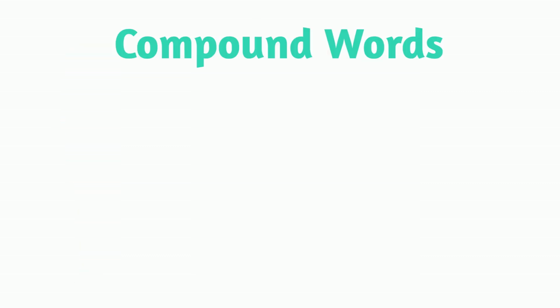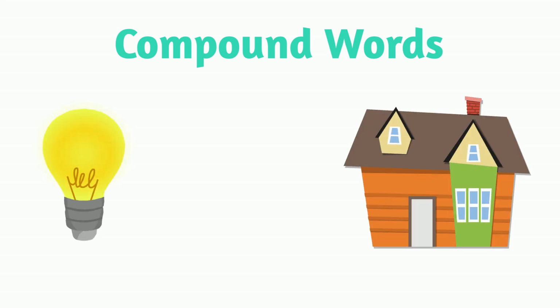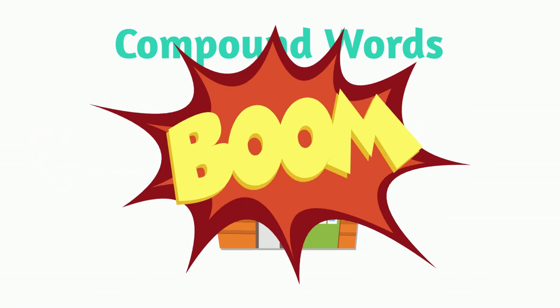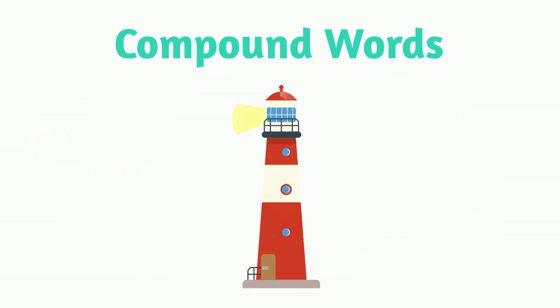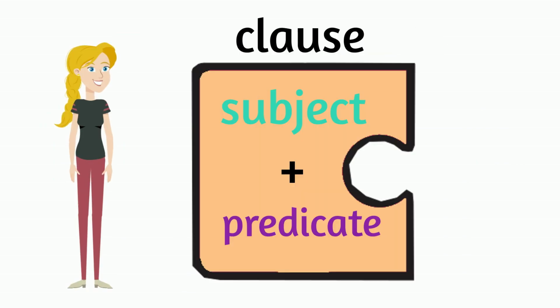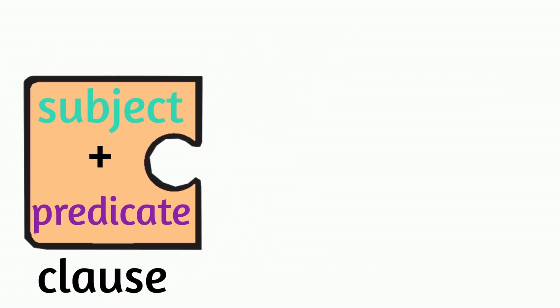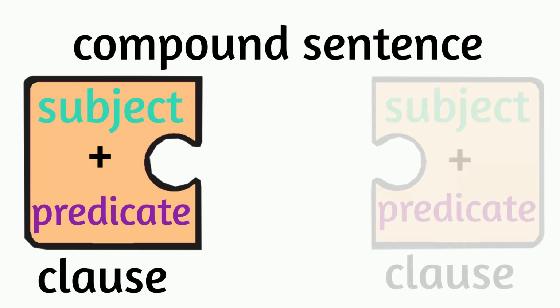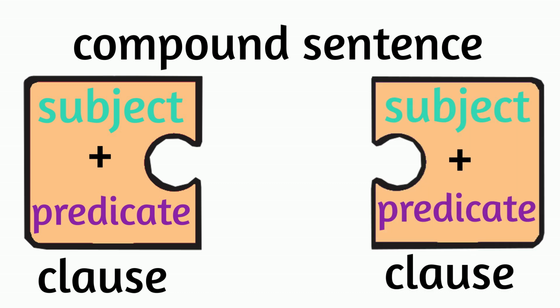Do you remember compound words? They also have the word compound in them. A compound word is when you have two separate words, such as light and house, and you combine them to make one new word, lighthouse. Well, a compound sentence is similar to the idea of a compound word. A compound word is two separate words joined together to make a new word, and a compound sentence is two separate clauses joined together to make one new sentence.